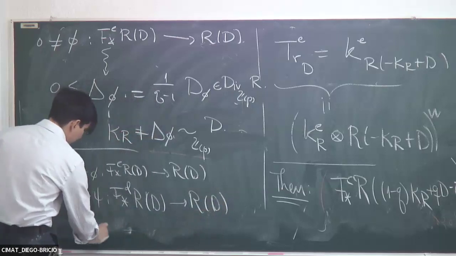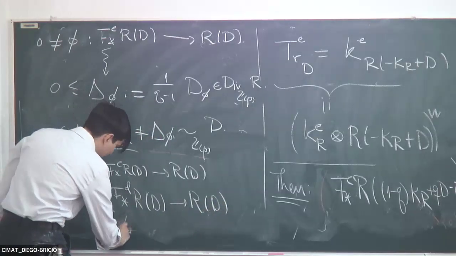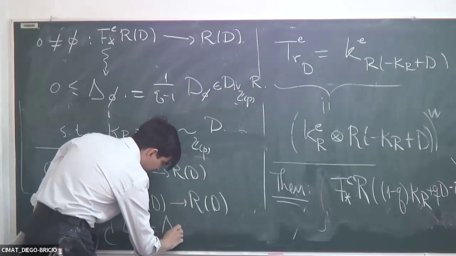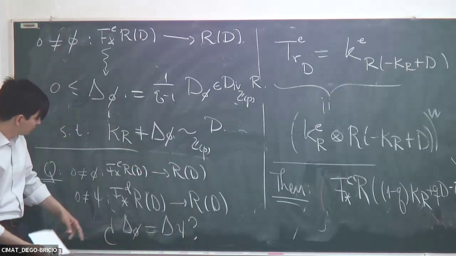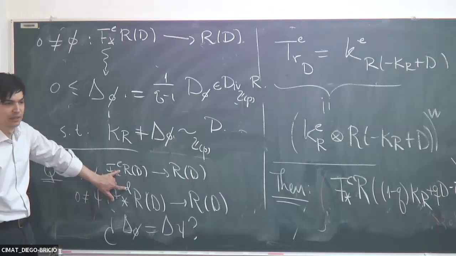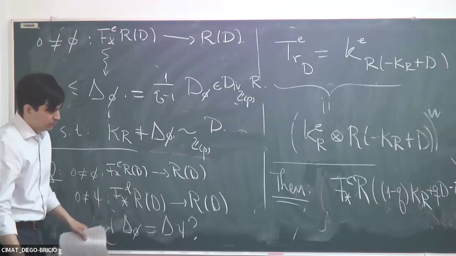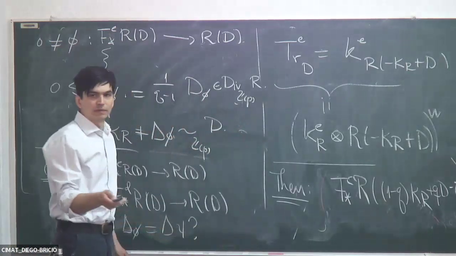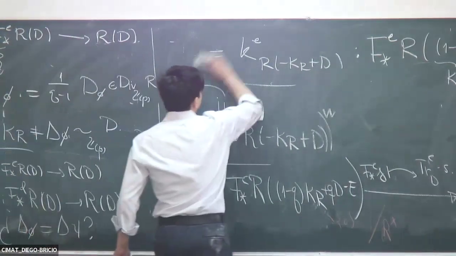Let's take two maps. Let's use the Spanish notation now. When is it that delta phi is equal to delta psi? Now it's not so obvious because E and D are different. So, let's see.